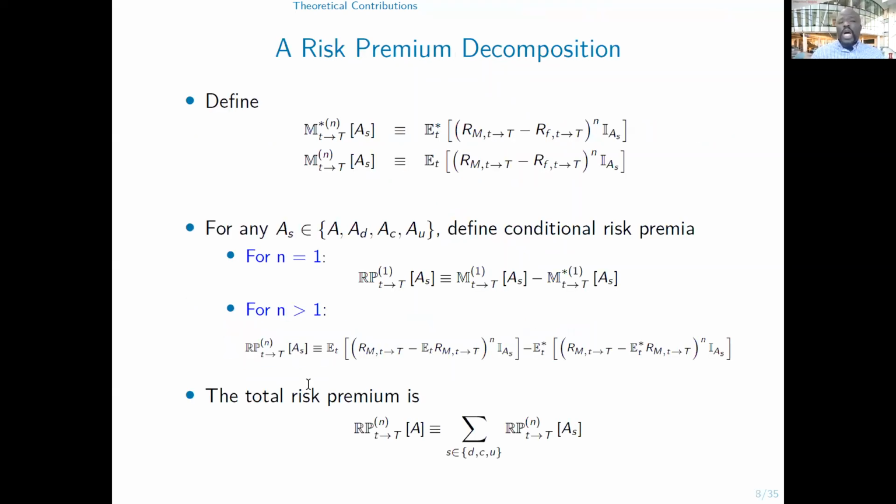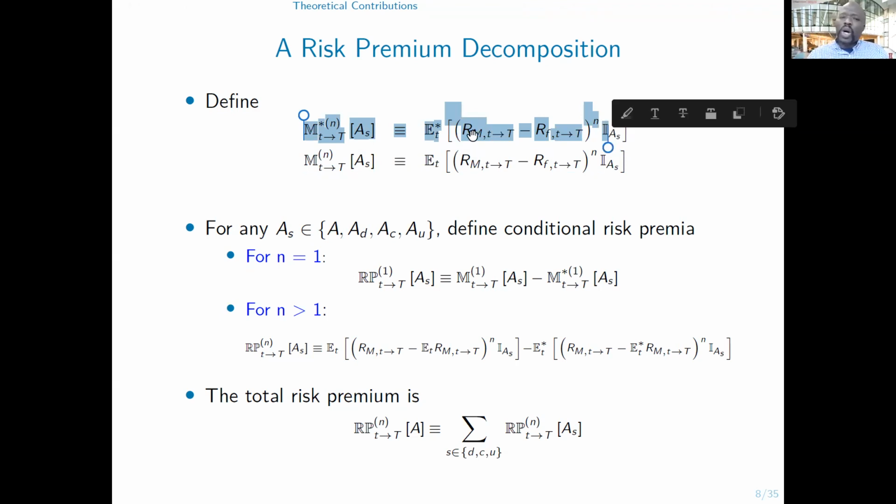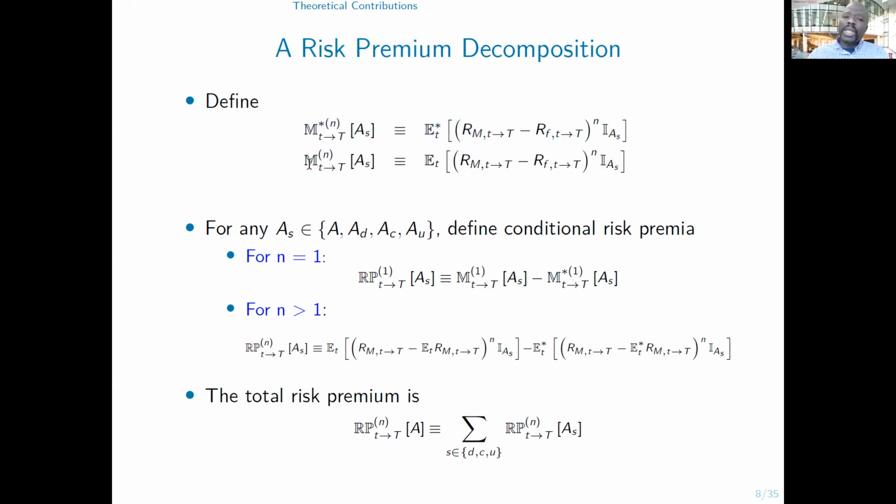So now, let me define this risk premium. Again, the central object here is to be able to compute each component of the decomposition. Each component of the decomposition is the difference between a physical moment and a risk neutral moment associated with the regions of interest. The risk neutral moment is defined as follows, and the physical moment is defined as follows. These are truncated moments.